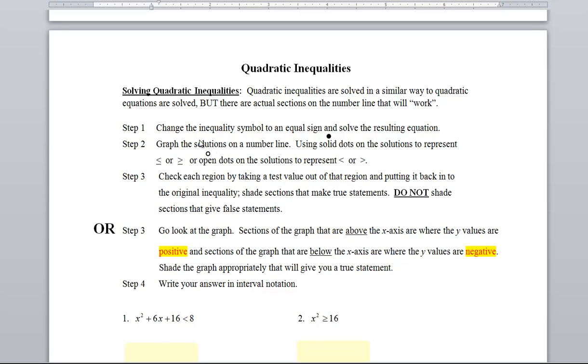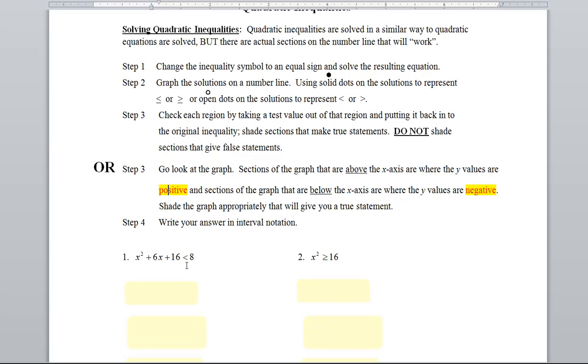So I'm going to do it this way first. Okay. This big step 3, we'll look at the graph. We did not do this in the other part. So let's do this. Let me move this down. So I've got to change this to an equal sign. So let's see if I did.